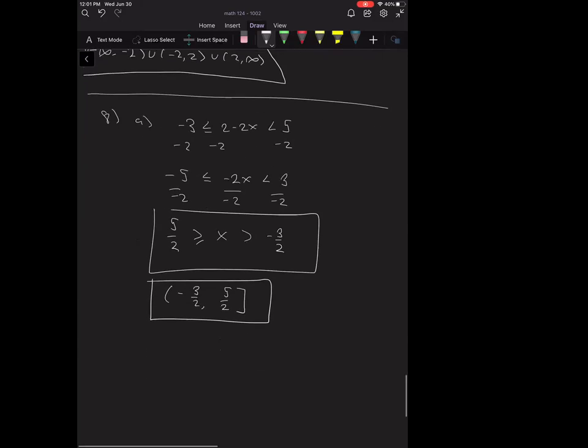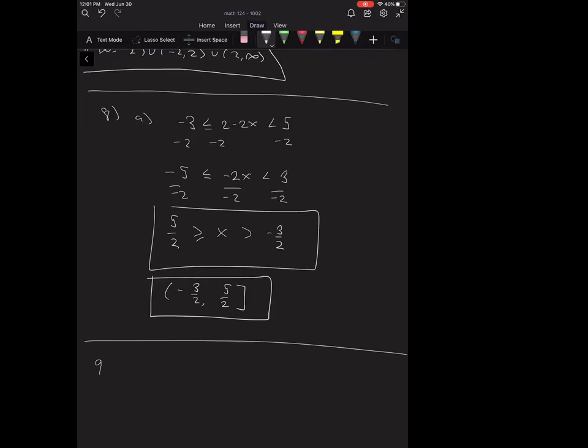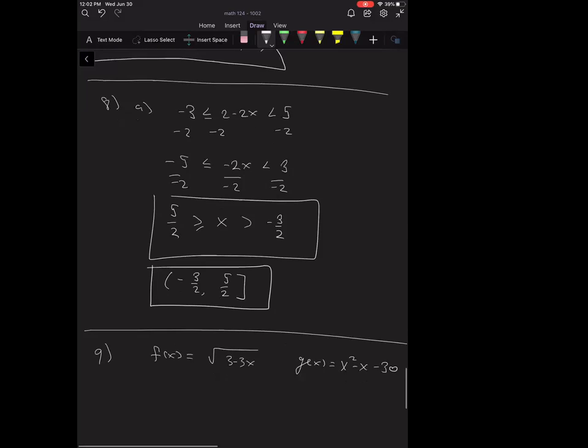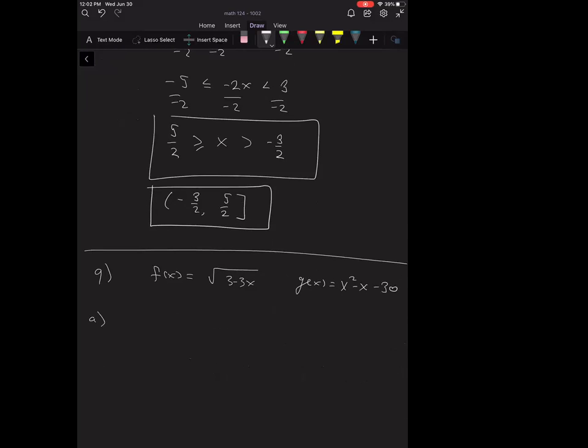Okay, problem number 9. So we're given that f of x is equal to the square root of 3 minus 3x, and g of x is equal to x squared minus x minus 30. Let's just do part A. Or we can do both of these parts. So we want to find the domain of both of these. So let's find domain. Let's write that a little bit neater.